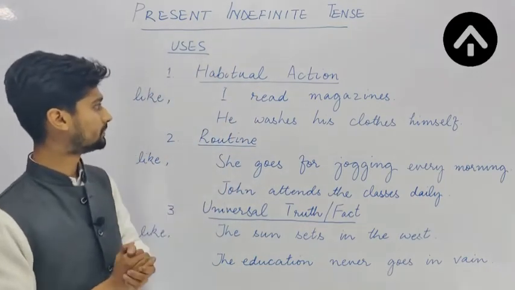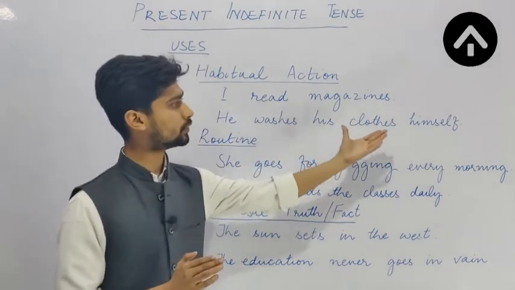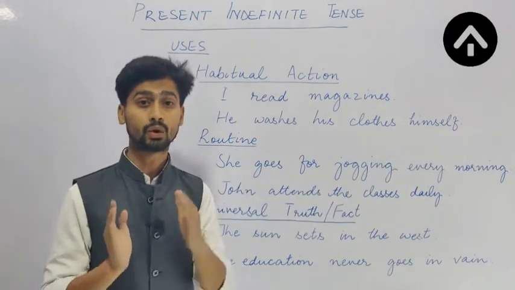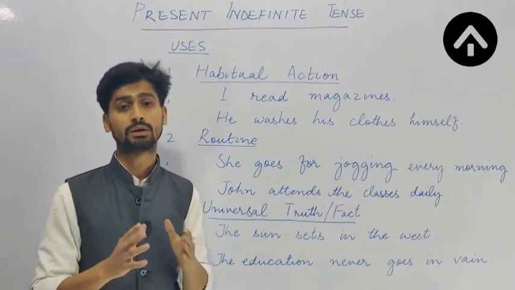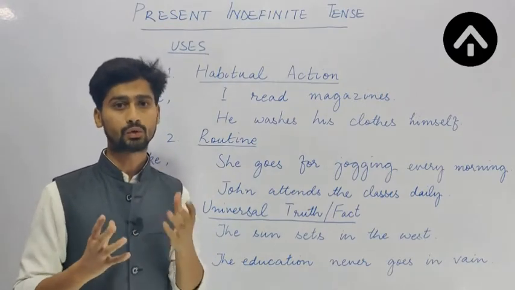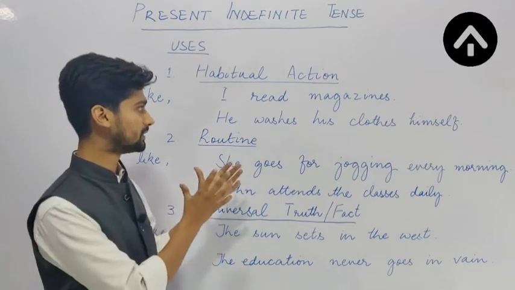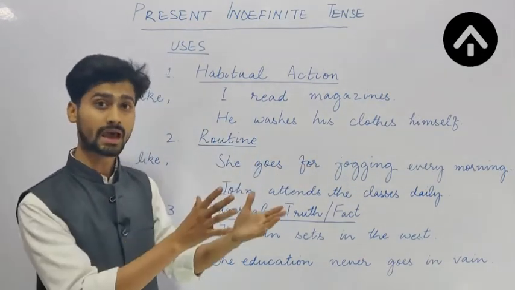Now, the second example of habitual action is: he washes his clothes himself. Everybody does not have this habit. There are very few people who wash their clothes themselves. So this is a habit. He washes his clothes himself is his habit.